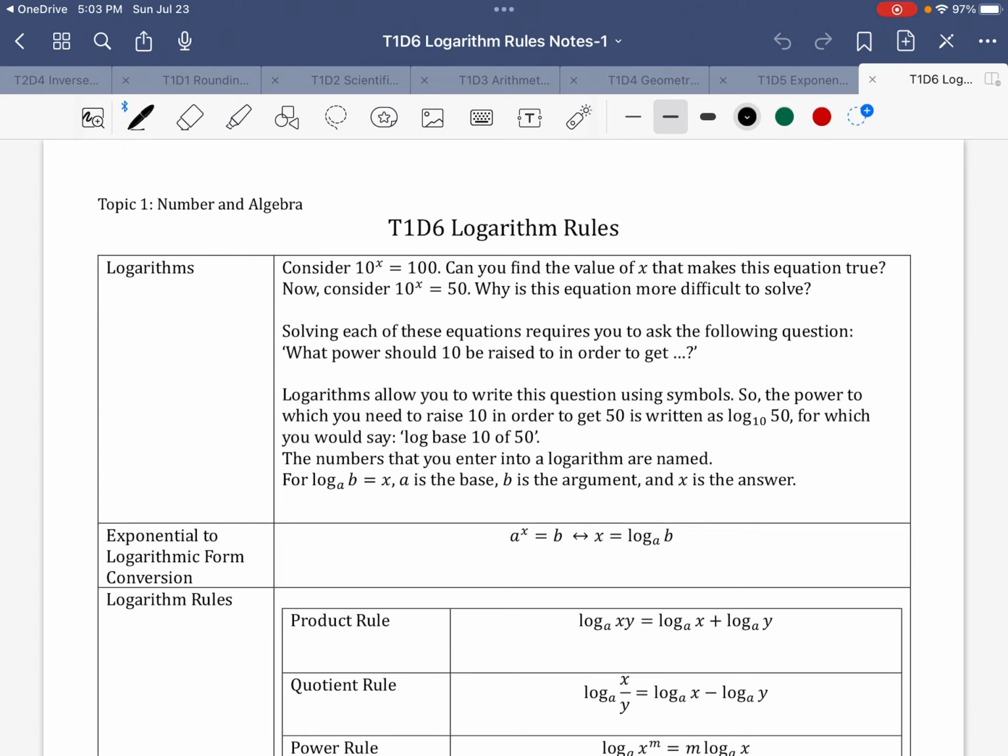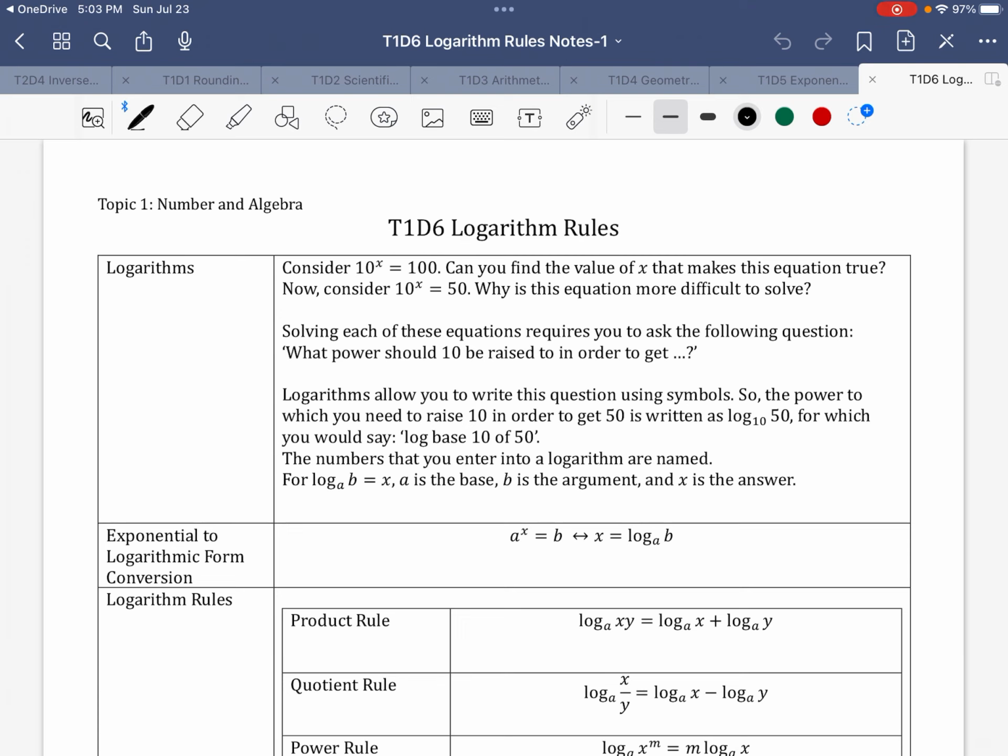Now consider 10 to the x is equal to 50. Why is this harder to solve? Well, solving each of these equations requires us to ask the question, what power should 10 be raised to in order to get 100 or 50 or whatever value we're looking for? Logarithm allows us to write this question using symbols. So the power to which you need to raise 10 in order to get 50 is written as log base 10 of 50.